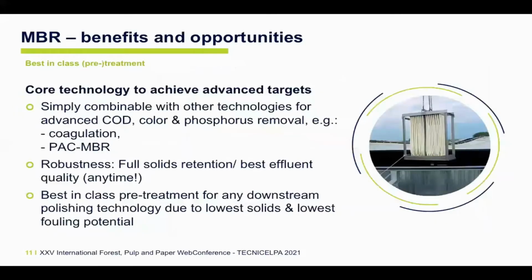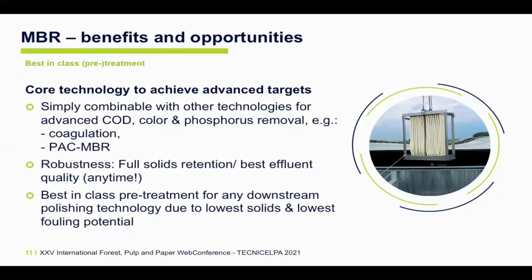Other features are that the MBR is the core technology that allows for the highest advanced treatment targets, because it is very simple to combine with other technologies. For example, for hard COD removal or color or phosphorus removal, we can add treatments. For example, we're talking about coagulation. We can do the chemical coagulation directly in the biological reactor and then do the separation thanks to the UF membranes. Also the PAC MBR, this is an example of an MBR configuration where we add powder activated carbon to the biological reactor to remove hard COD.